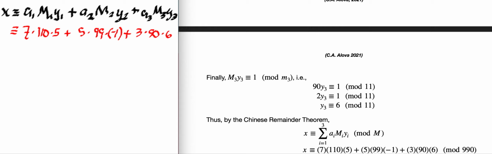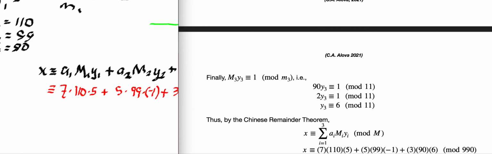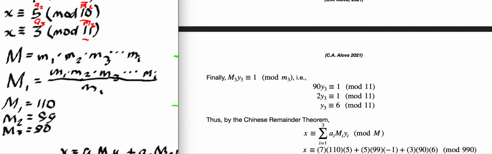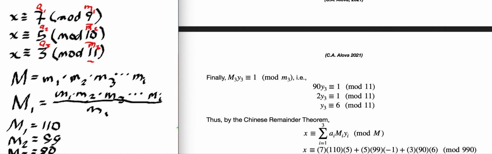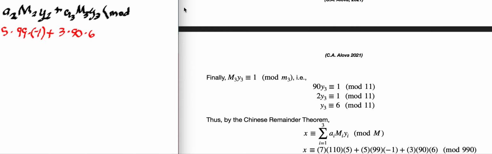And this is all in modulo. I forgot, this is also important. Sorry, I forgot to input it here. This is found in modulo, all in mod. Recall our big M. Our big M is 9 times 10 times 11. So 9 times 10 is 90. 90 times 11 is 990. So mod 990. And likewise here below, it should also be mod 990.